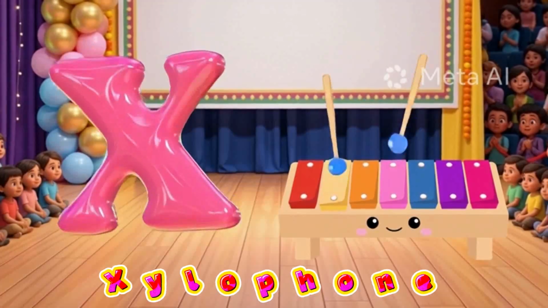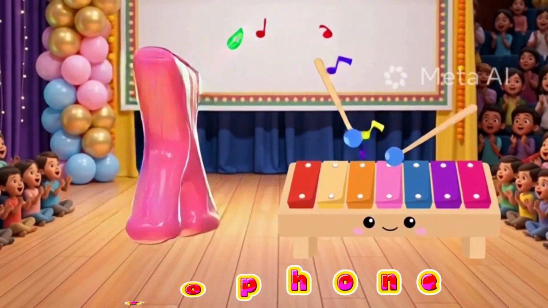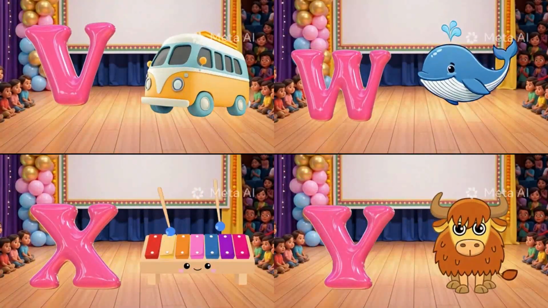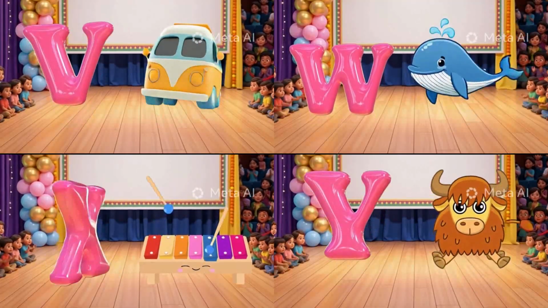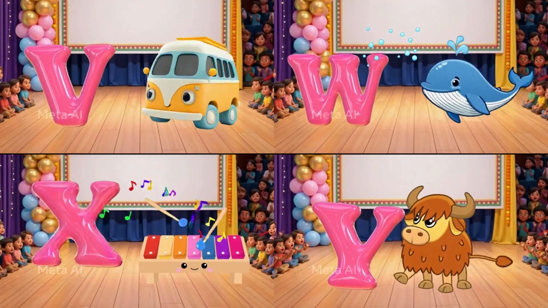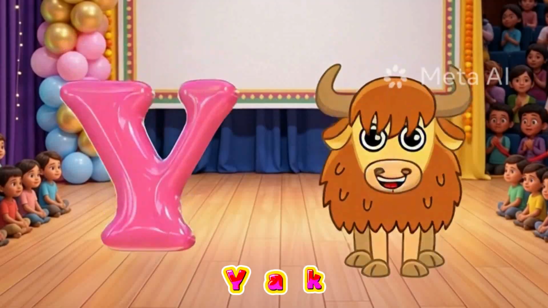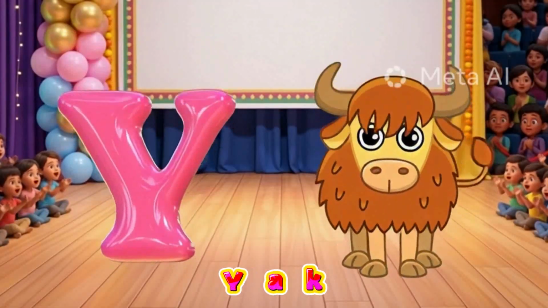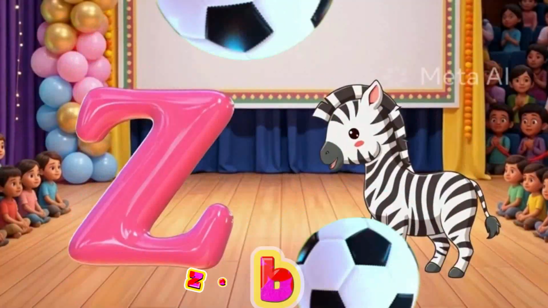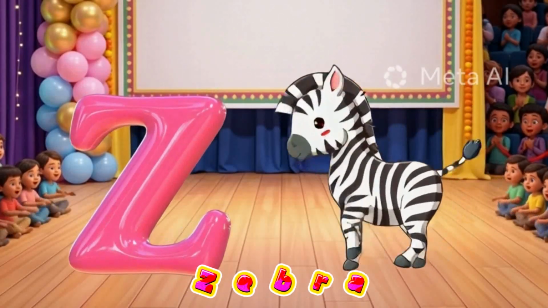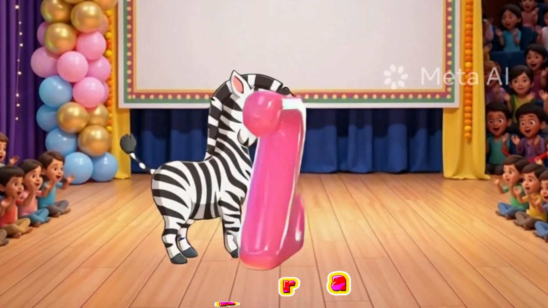X is for xylophone. X xylophone. X xylophone. X is for xylophone. Y is for yak. Y yak. Y yak. Y is for yak. Z is for zebra. Z zebra. Z zebra. Z is for zebra.